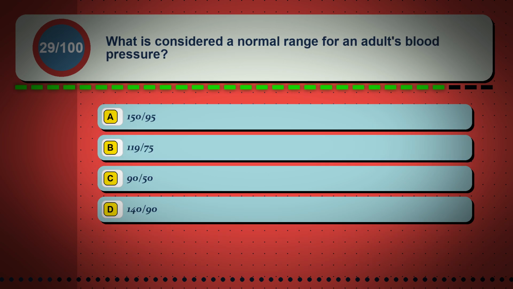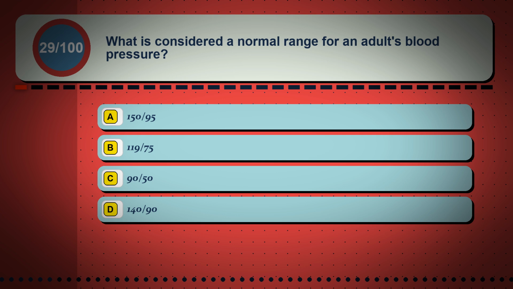Question 29. What is considered a normal range for an adult's blood pressure? Option A, 150/95. Option B, 119/75. Option C, 90/50. Option D, 140/90.